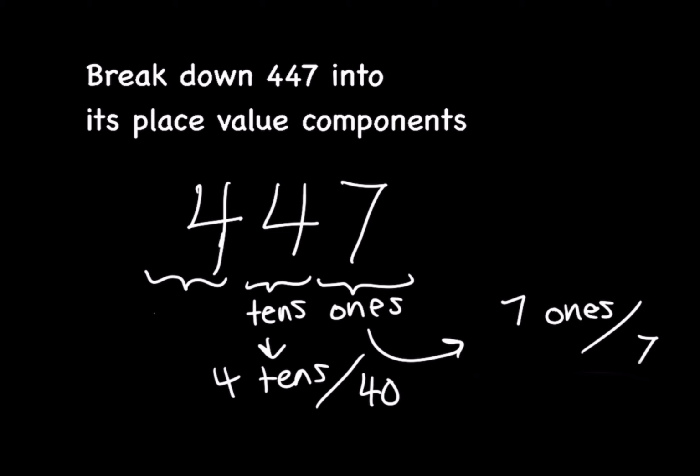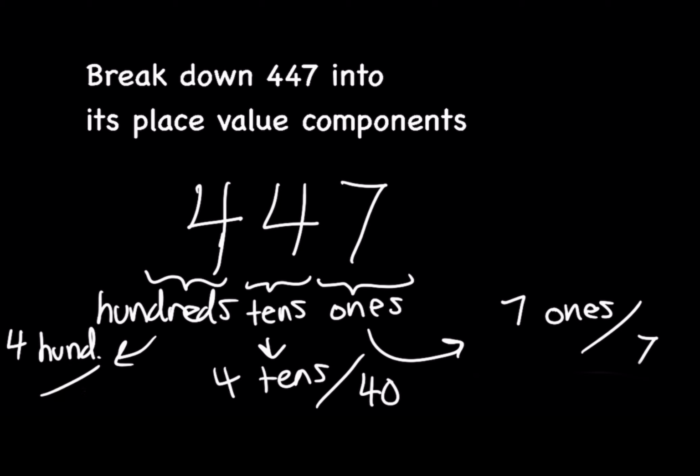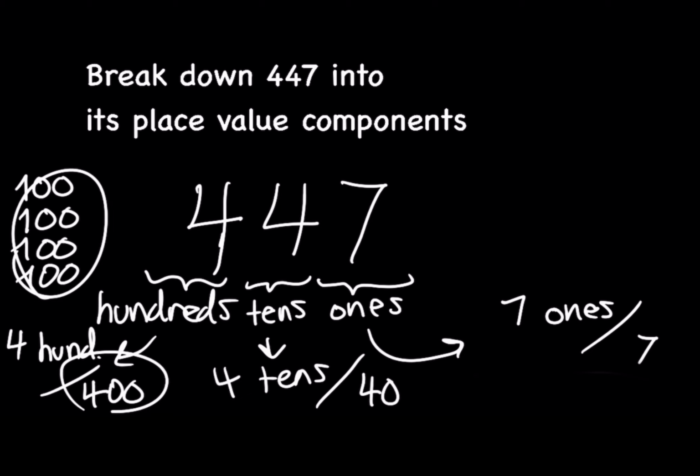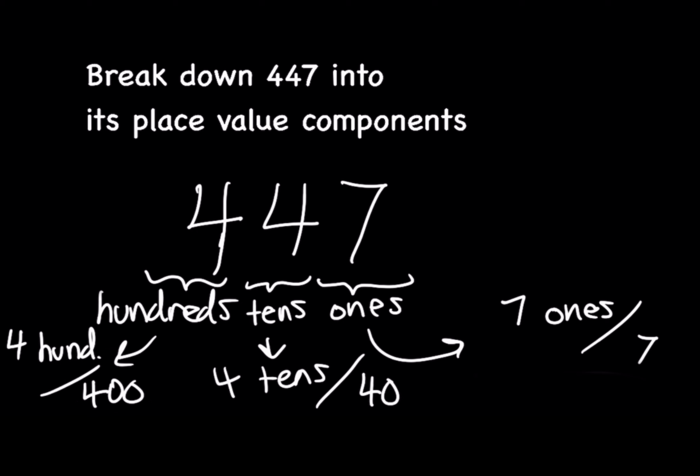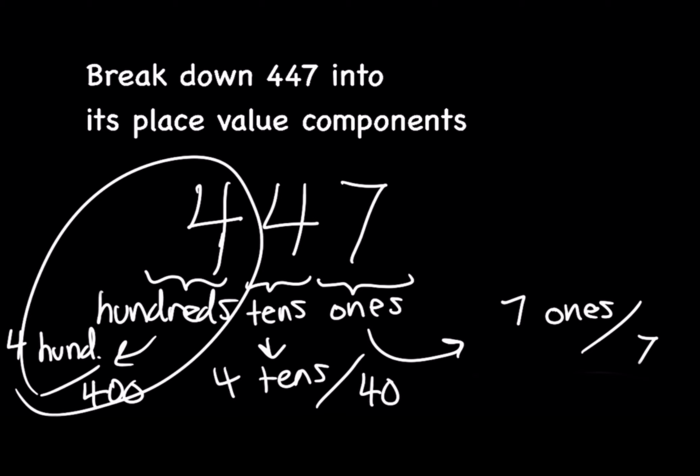And lastly, we have the hundreds place. And right here, that shows us we have 4 hundreds. This can also be written as 400, because 4 hundreds, 1, 2, 3, 4, together would equal 400, right? So breaking this down into its place value components, we see we have 7 ones, 4 tens, also known as 40, and 4 hundreds, also known as 400.